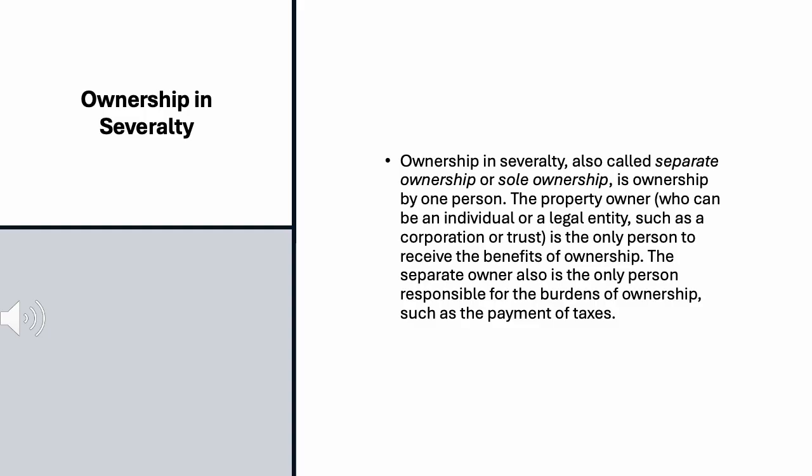Ownership in severalty, also called separate ownership or sole ownership, is ownership by one person. The property owner, who can be an individual or a legal entity, such as a corporation or trust, is the only person to receive the benefits of ownership. The separate owner also is the only person responsible for the burdens of ownership, such as the payment of taxes.